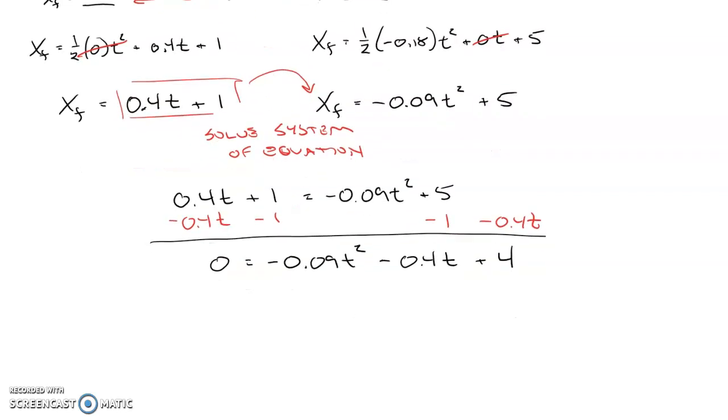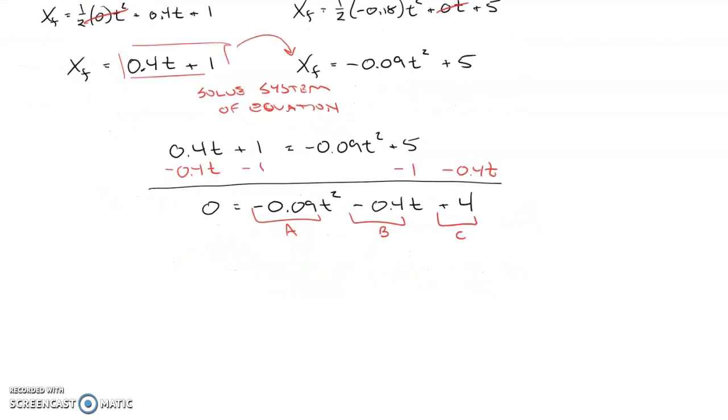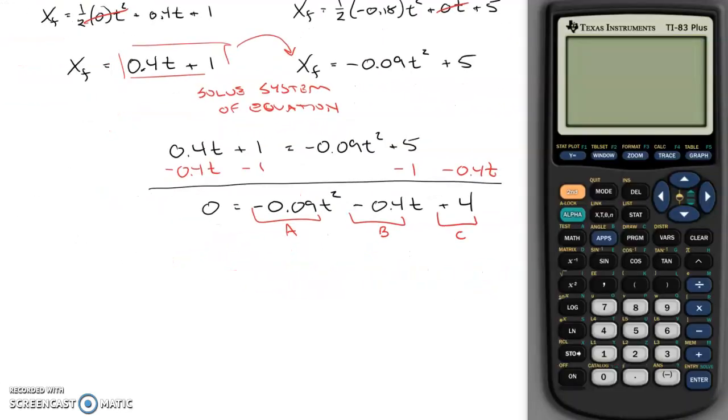We have the quadratic formula, which hopefully you guys have programmed into your calculator. So all we need to do is identify our a, b, and c terms, which are the coefficients of the t squared, t, and the constant. And I'm going to type them right into my calculator. I have a program that is doing the math for me that I've already programmed. Negative 0.09 is the t squared term. Negative 0.4 is the t term, and positive 4 is the c term.